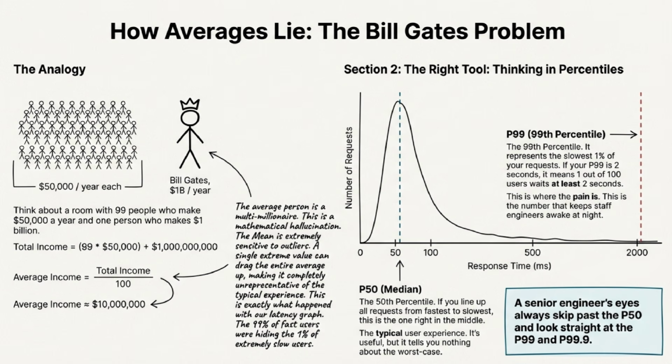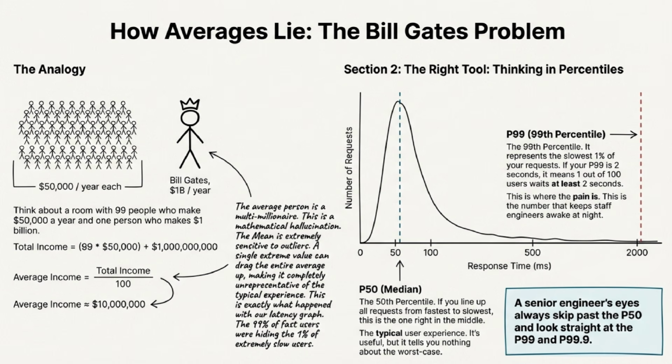In system design, we use percentiles to solve this. You'll hear engineers talk about P50, P95, and P99.9. The P50 is the median. If you line up all your requests from fastest to slowest, the P50 is the one right in the middle. It's what the typical user experiences.